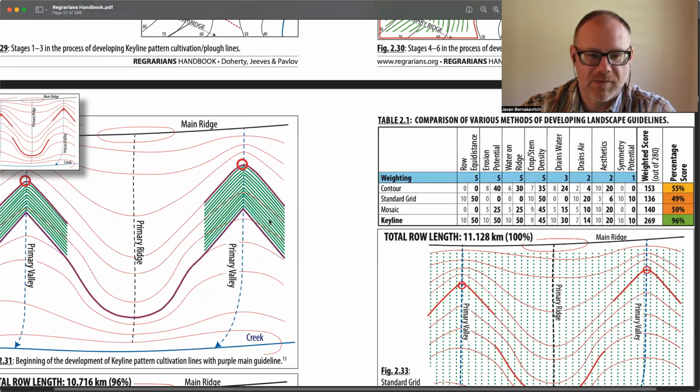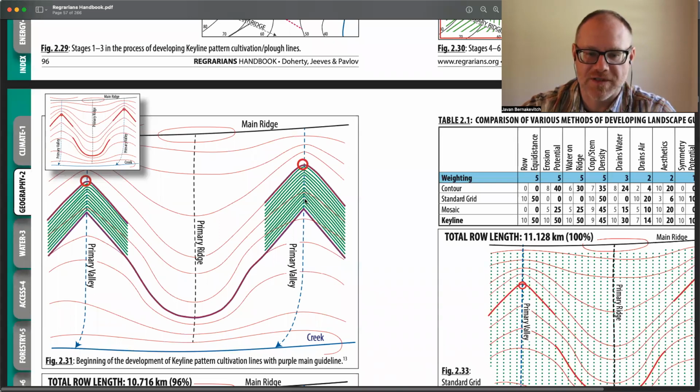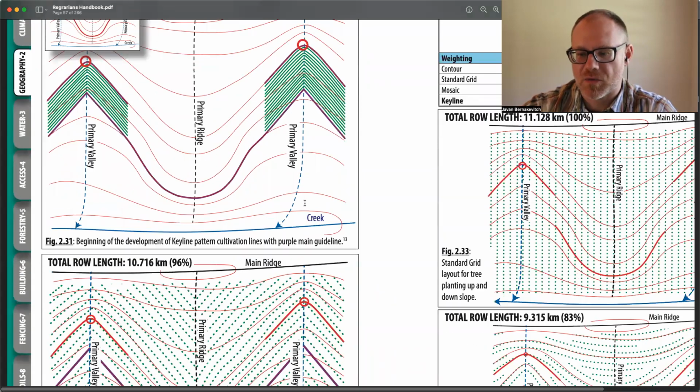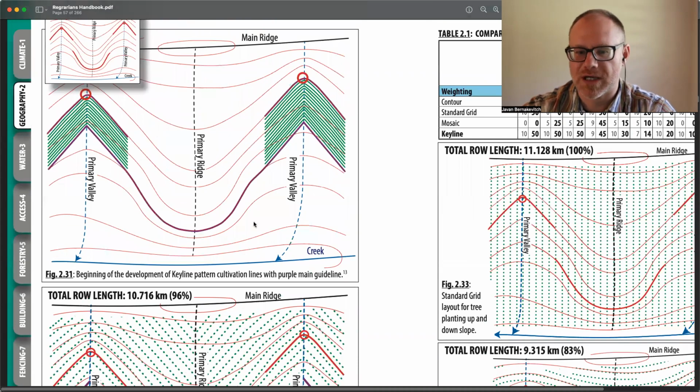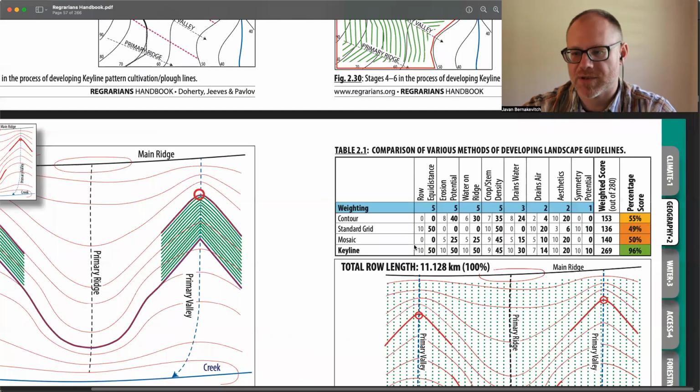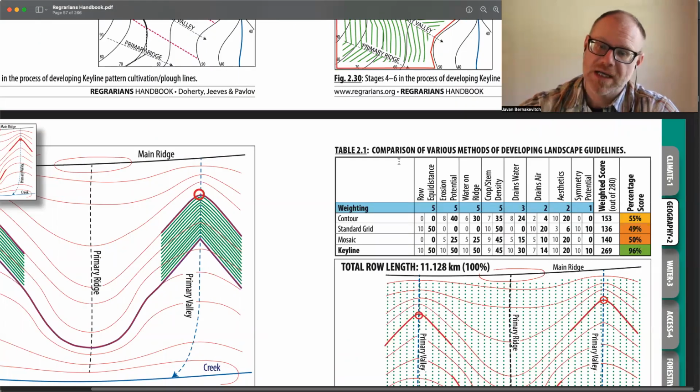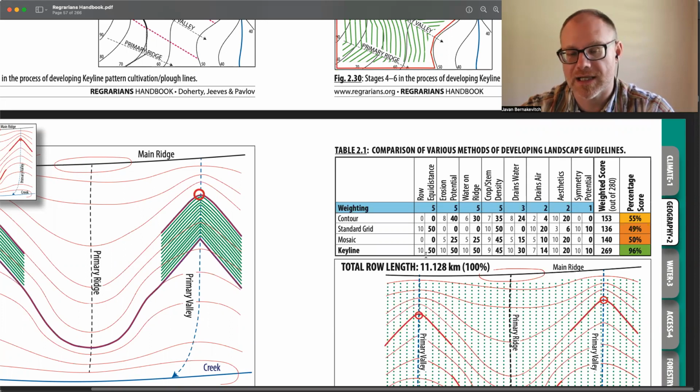And so this is an example here of what that pattern looks like as we move down slope. And then the second thing he said was we could take a ridge guideline, is what he called it. So generally, as this key line is transposed down slope, then connected with a primary ridge contour, we could then take that primary ridge contour and we could move it up. And that would help us to create the pattern we're working with. And this is a great example that Darren put together, Darren Doherty of the Agrarians platform, talking about how if you move on contour versus a standard grid versus mosaic and keyline pattern in terms of cultivation, what the potential benefits are.